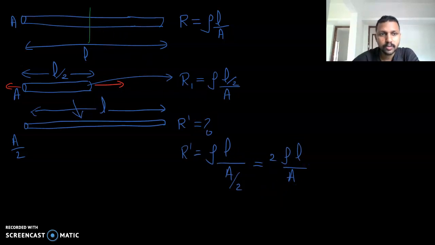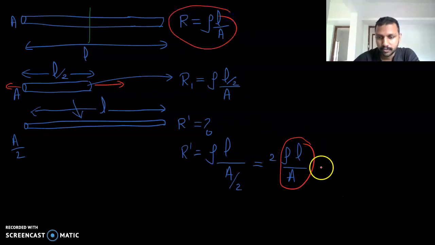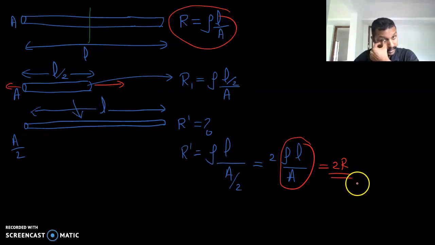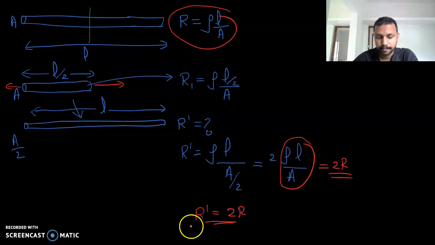Can you say who is rho L by A? Rho L by A was our R. Therefore, it is 2R. Then the answer is the final resistance is equal to 2 times R. Hope you have understood this.